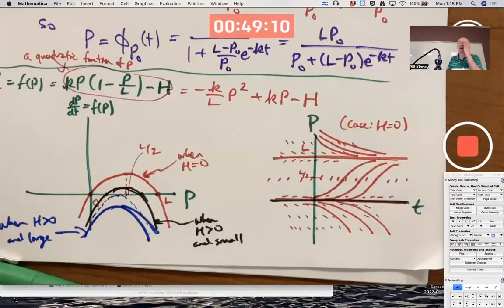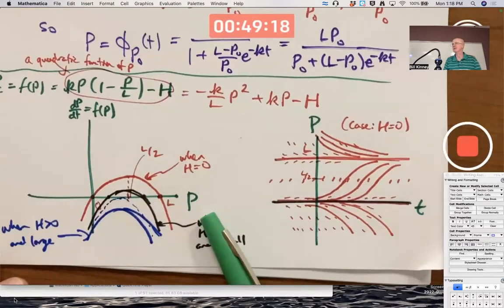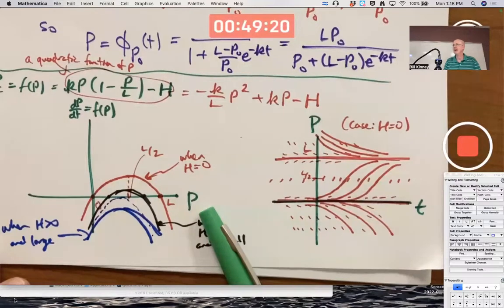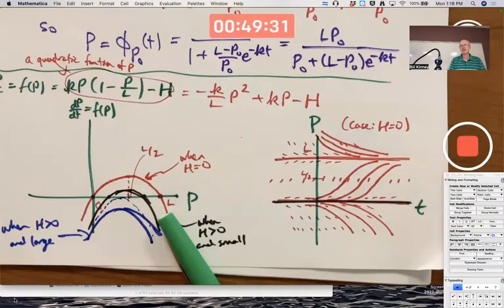So the practical consequence of this is figuring out what is that harvesting level that would lead to the fish dying off, no matter what the initial population is. And because the model's not perfect, stay far away from it. Stay far away from that harvesting level that would lead to all the fish dying off, no matter what the initial population is.